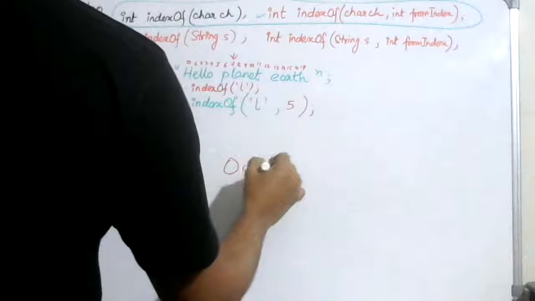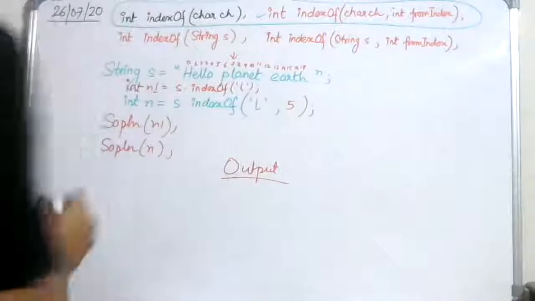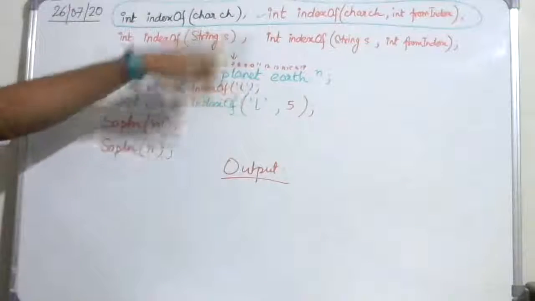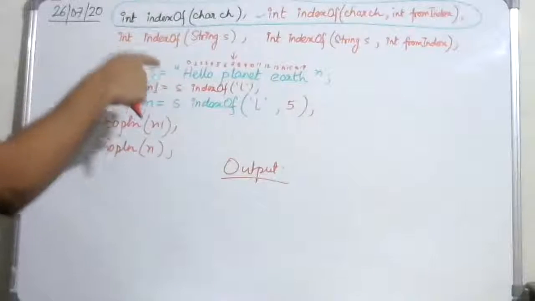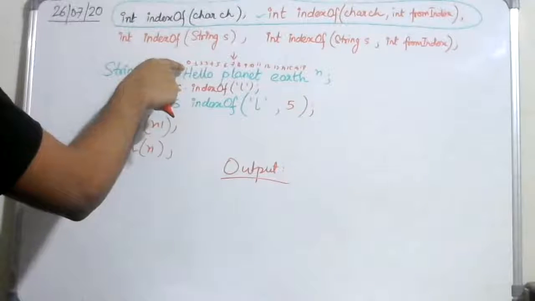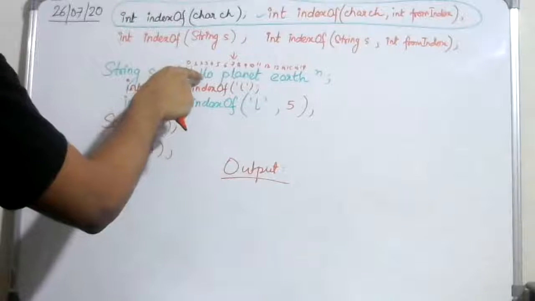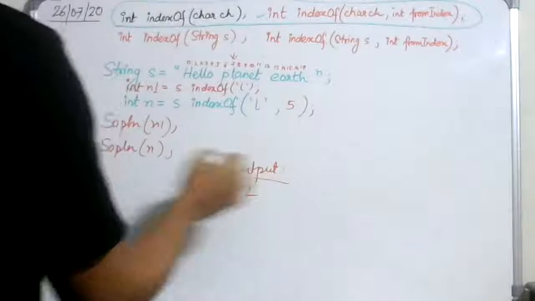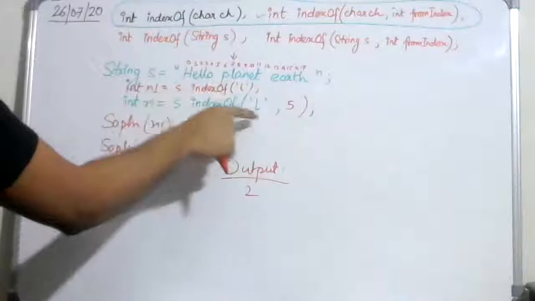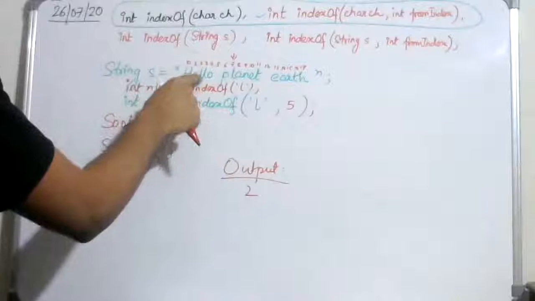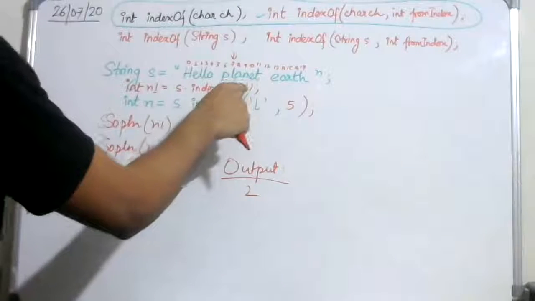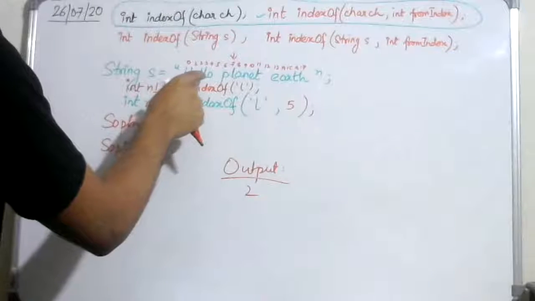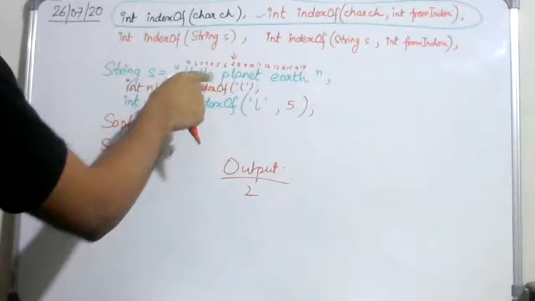In case of n1, as you can see, n1 is equal to s dot indexOf L. I have not specified any starting point, so it will start searching from the 0th location. The first encounter that I have is at position 2. This will give me an output of 2. Since I have not specified a starting point, it starts searching from the 0th position, looks here, and then it finds a match at position 2. So it returns 2.